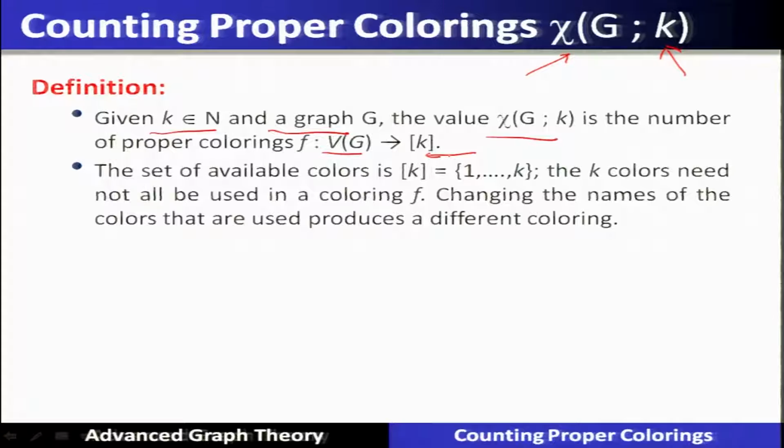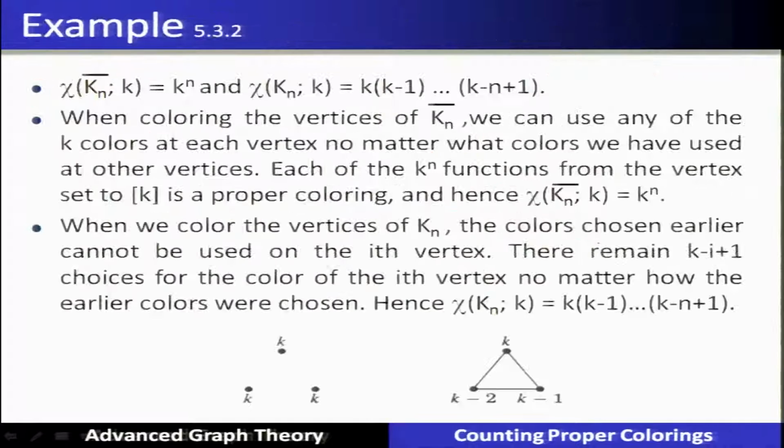We can represent them as labels 1 to k, or say k different colors. The k colors need not all be used in the coloring by the mapping function f. Changing the names of the colors used will produce different colorings. So, we have to count how many different colorings are possible, using this notation chi of G comma k, which is the enumeration of the colorings possible with k different colors in a given graph G.